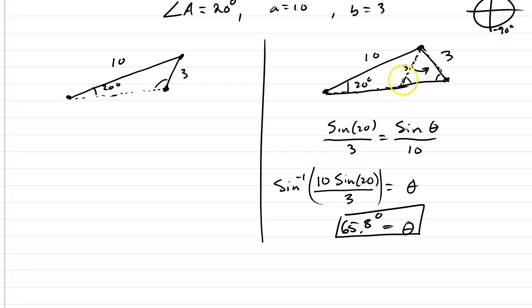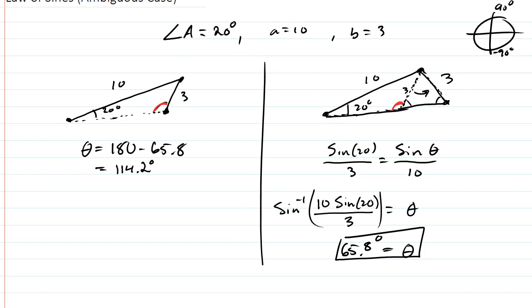So what that means is this red angle here, which is this one over here, is going to be supplementary to the angle we found here, because that angle plus the red angle should equal 180. So if you figured out theta and you actually want the obtuse version, you just do 180 minus 65.8, and that's going to get you the other version. And so I get 114.2 degrees.